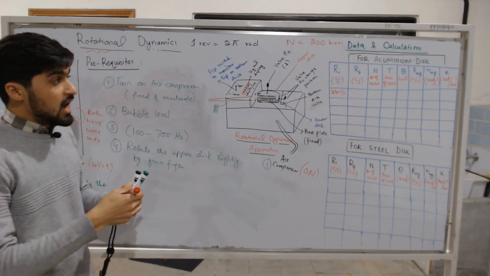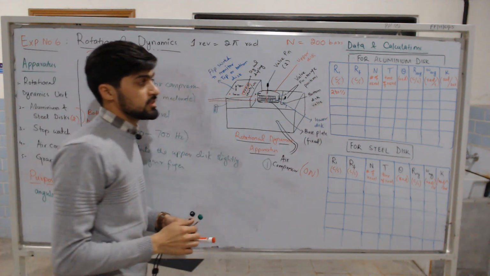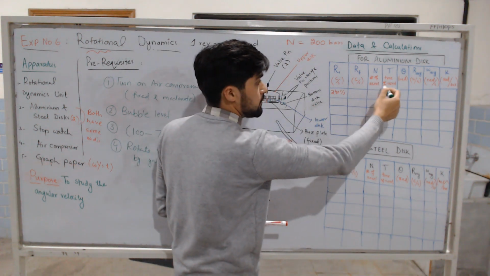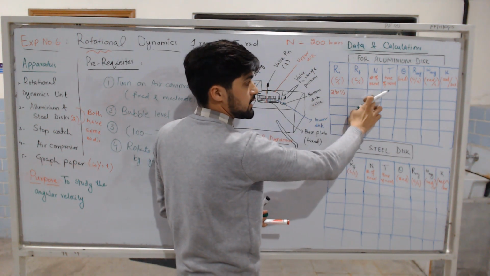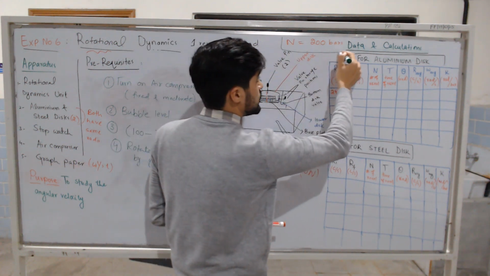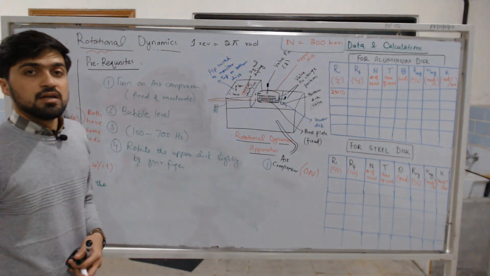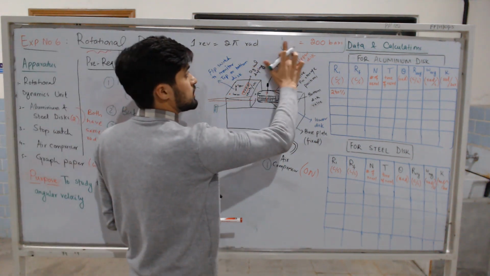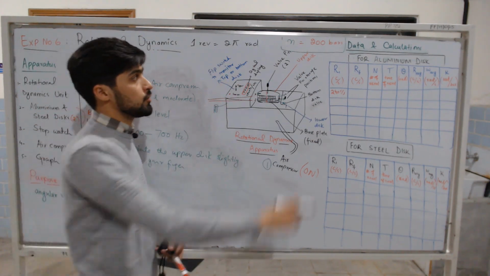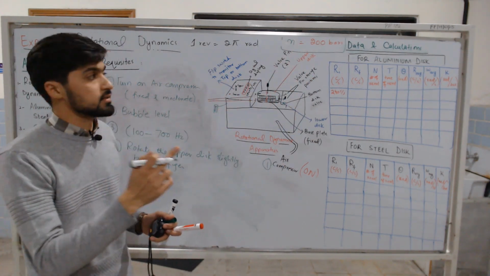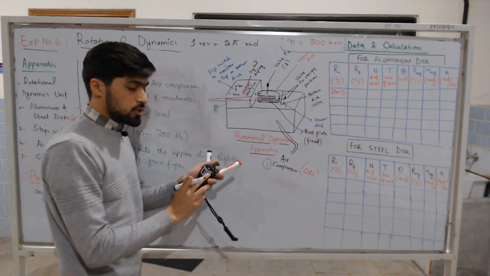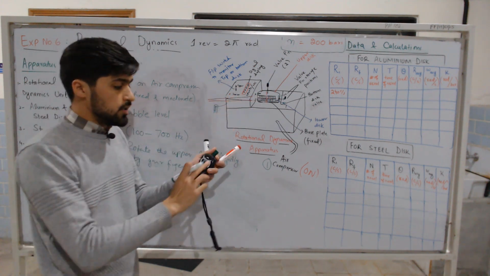Now keep in mind, after the initial reading, we are doing this experiment, let's say, for 10 revolutions. So the value of N in this table is actually telling us the number of revolutions. To not confuse the capital N and the small n: the small n is the number of black bars on the disk, and the capital N is the number of revolutions.